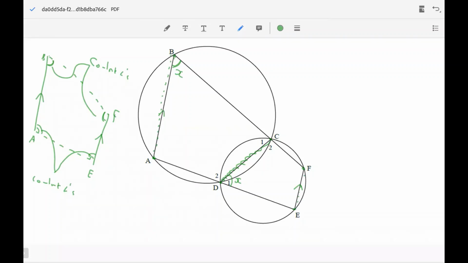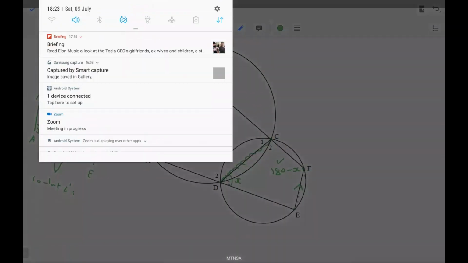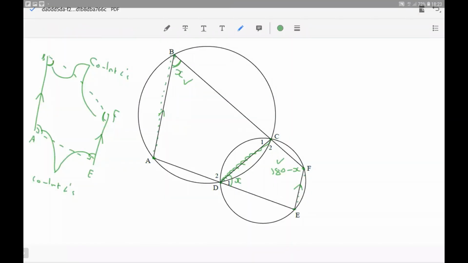But now, going into the small cyclic quadrilateral, angle D1 and angle F should be supplementary, which means angle F should be 180 minus X. Do you see that? And now, from angle F back to angle B, your X plus your 180 minus X gives us 180 degrees. And indeed, the co-interior angles are supplementary, which means AB should be parallel to EF. So that's how we are going to follow.